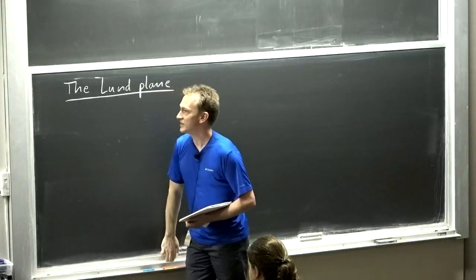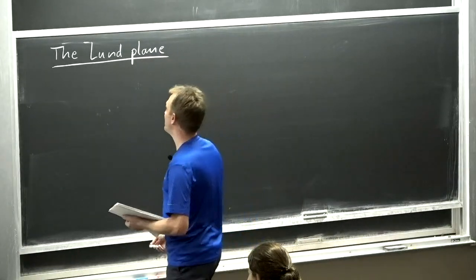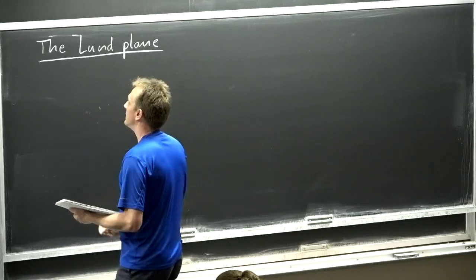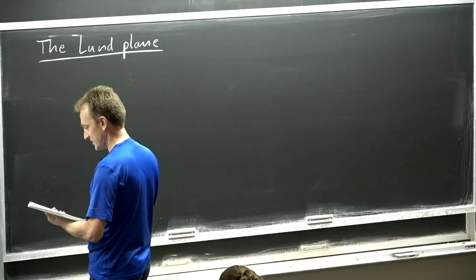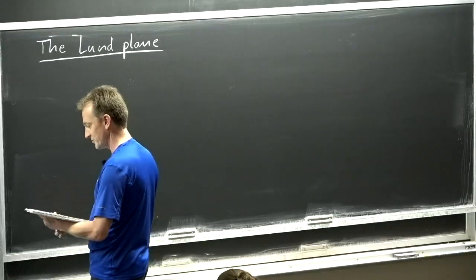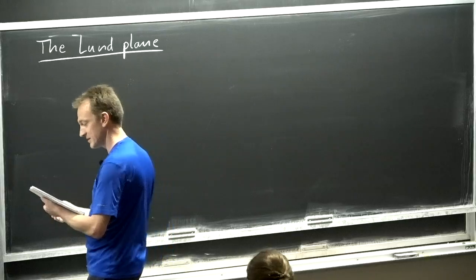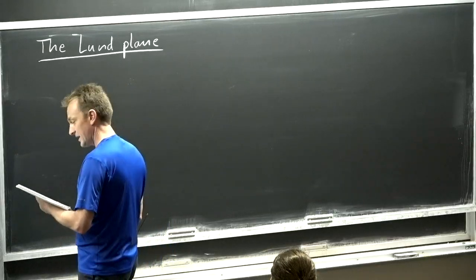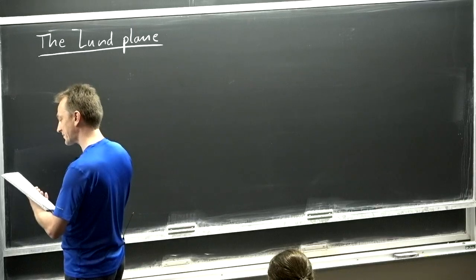So the Lund plane, Lund is a city in southern Sweden, was invented in Lund in the late 1980s. And it was the basis for the construction of a lot of terrific Monte Carlo programs, which were used in the Petra, Leb, and Hera days and are still in use at the LHC today, going by the names of Pythia and the like.